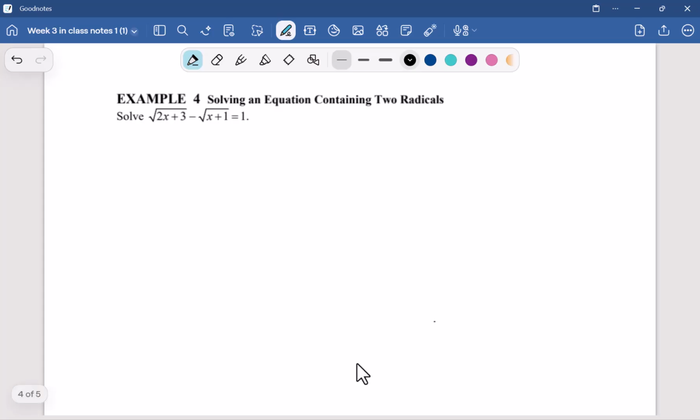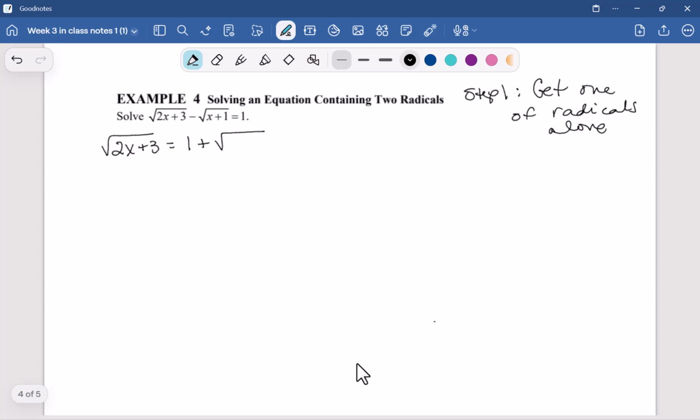Sorry, guys. Okay, so step 1, get one of the square roots by itself. Radicals. Hold on. So I'm going to move the square root of x plus 1 to the other side. Step 2, square both sides. So I'm going to square both sides.